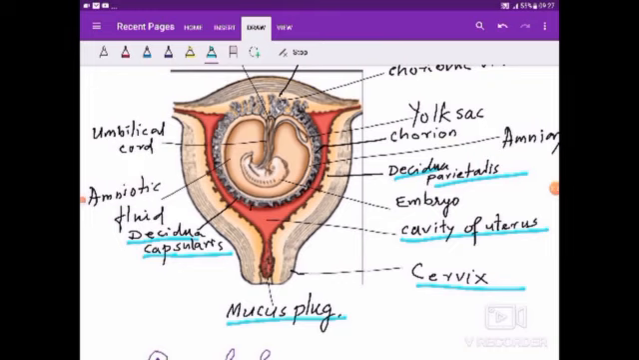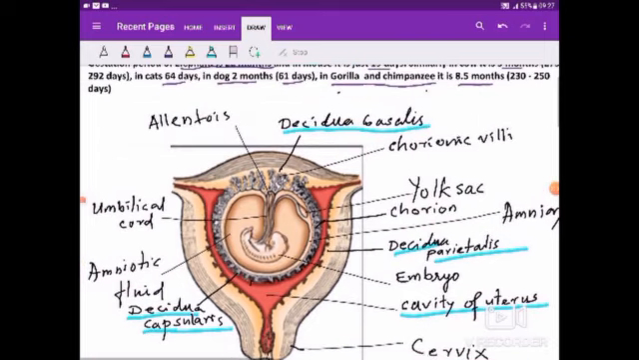Then if you look at the other structures here, the chorionic villi forming the important part of the placenta from the fetal side, which is developing from the extra embryonic membrane called chorion. So it is in the form of chorionic villi which help in absorbing the nutrients from the mother's blood.